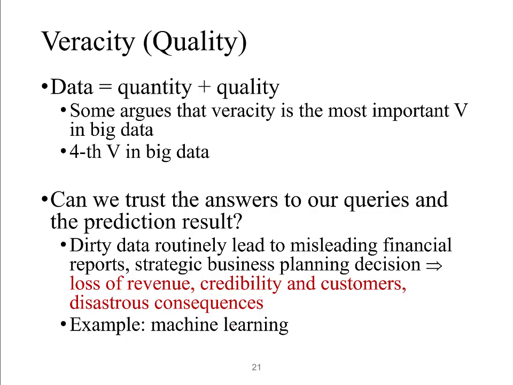That's why some people argue that veracity is the most important V in big data. And also, if you search in Google for 4 V's in big data or 5 V's in big data, despite volume, velocity, and variety, you would see veracity in 90% of cases.